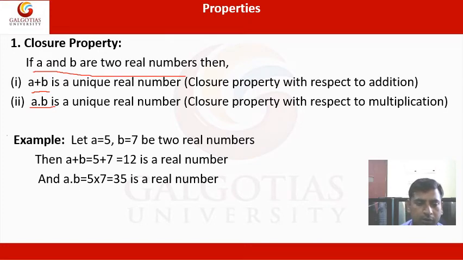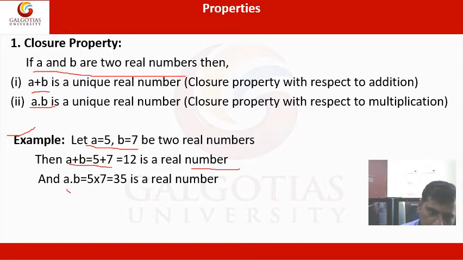Here is the example. In this example, we have taken a equal to 5 and b equal to 7. So these are the two real numbers. I want to add up these numbers a and b. So 5 plus 7 is 12, and you know that 12 is a real number. So this is satisfying the closure property with respect to addition. With respect to addition means we are adding two real numbers, and that is again a real number.